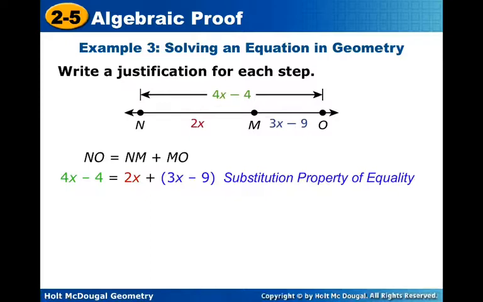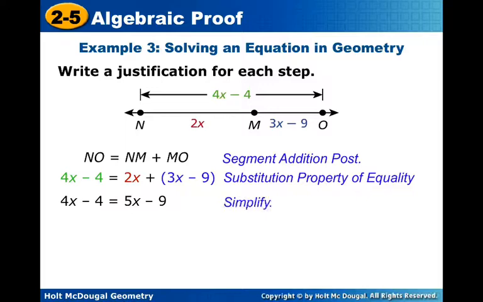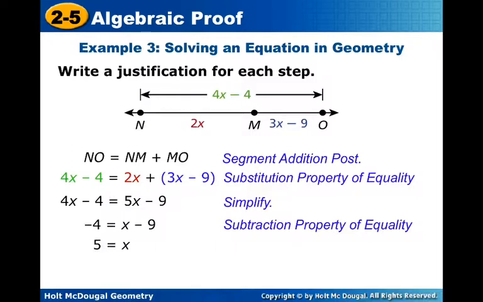And then it's just a matter of solving the equation. So I'm going to simplify that side and put my like terms together. So 2x plus 5x will give me 5x, and that will be simplify. And then the next thing you want to do is get your x's together. So I would subtract 4x from both sides, so that's the subtraction property of equality. And then add 9 to both sides, so that's the addition property of equality.